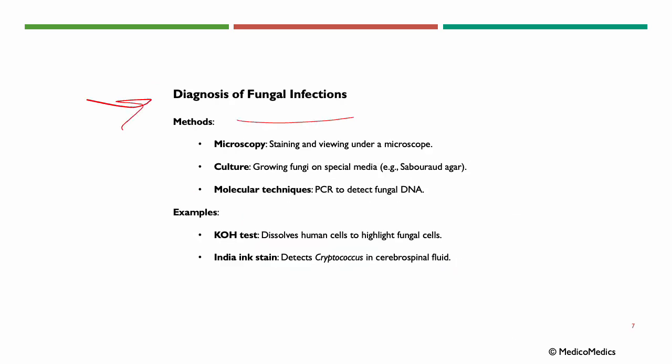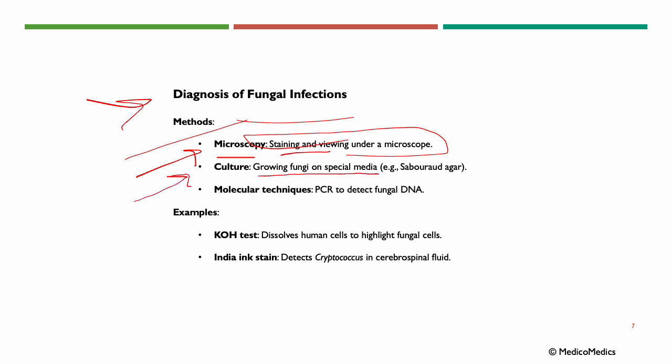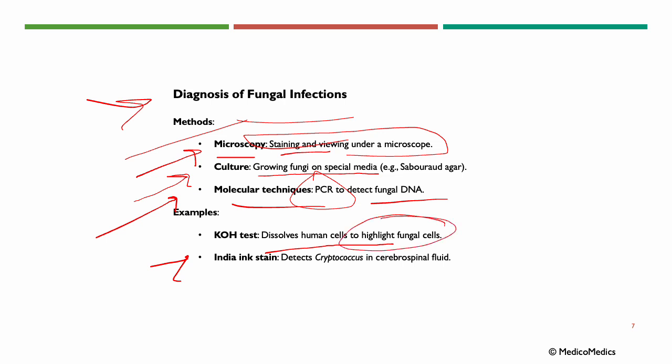Now, how do we diagnose fungal infections? Well, the methods we use include microscopy, so we do staining and viewing under a microscope. Culture tests, growing fungi on a special media. We do molecular techniques like PCR to detect fungal DNA. Some examples like the KOH test, dissolving human cells to highlight the fungal cells, and the India ink stain detecting Cryptococcus in cerebrospinal fluid.